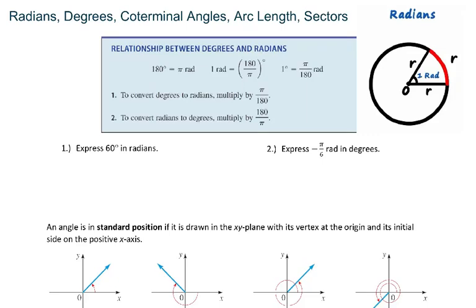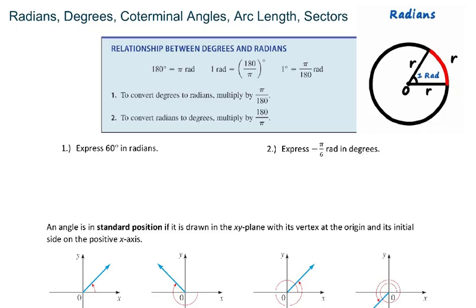This video will look at radians and degrees, coterminal angles, arc length, and area of sectors. First, let's look at the relationship between radians and degrees. Radians and degrees are just two different ways to measure angles, just like inches and feet or cups and liters.